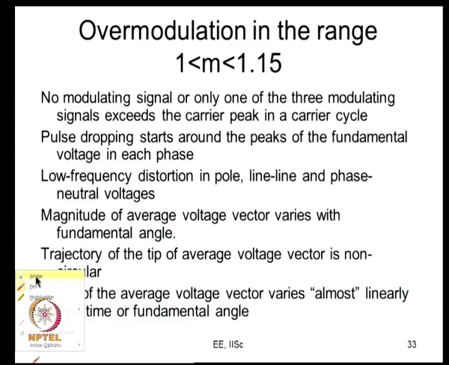So, let us summarize some of our findings for this region. Whatever we found is true for this region, 1 less than m less than 1.15. So, 1.15 is actually 2 upon root 3. Now, if you are taking a modulation index like this, no modulating signal or only one of the 3 modulating signals would exceed the carrier peak in a given carrier cycle. So, that is at best 1. That one will be clamped, the other 2 will continue to switch. Sometimes all the 3 might not exceed, and therefore, all the 3 might switch. So, you will see that 3 phases are switching or maybe 2 phases are switching, and if you look at a phase, you will see that the pulse dropping has started.